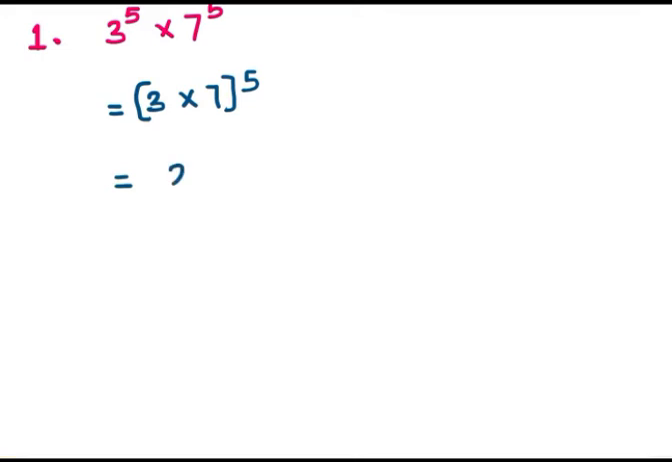So number 1, let us have 3 to the power of 5 times 7 to the power of 5. So this means that we'll come up with 3 times 7, into the power of 5. And of course, this is the same as 21 to the power of 5. And let's move on to number 2.